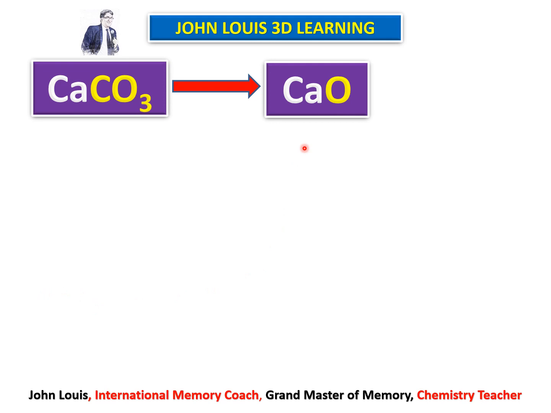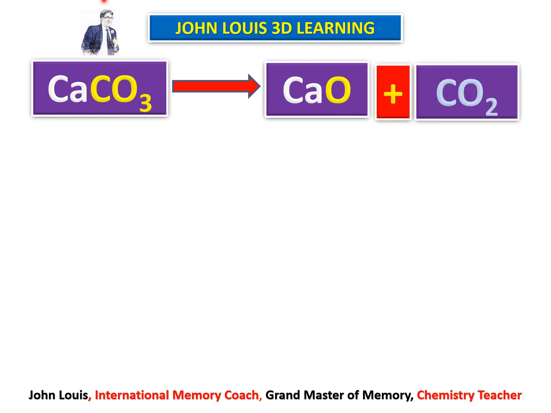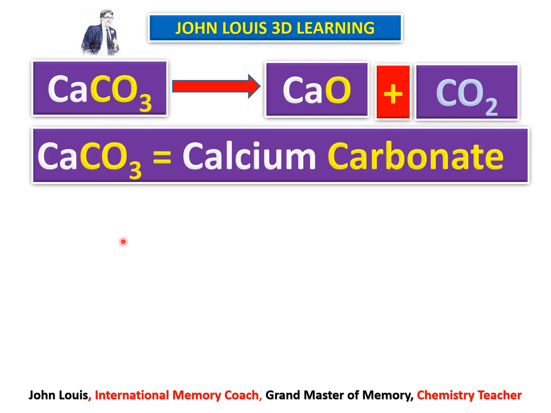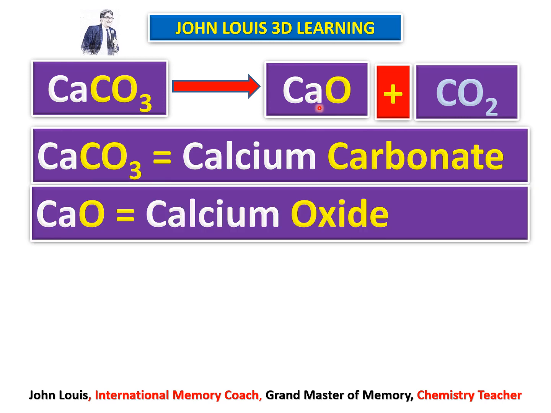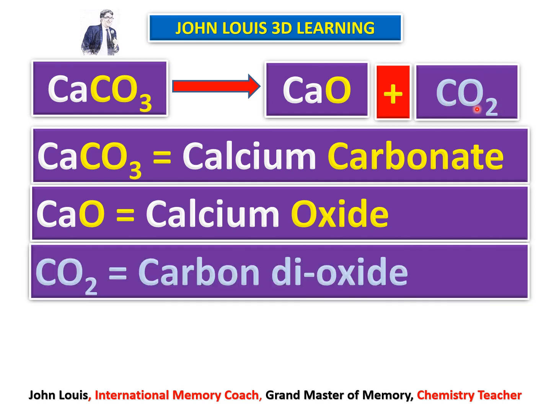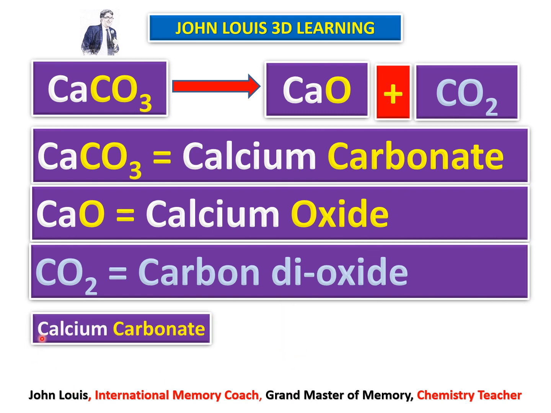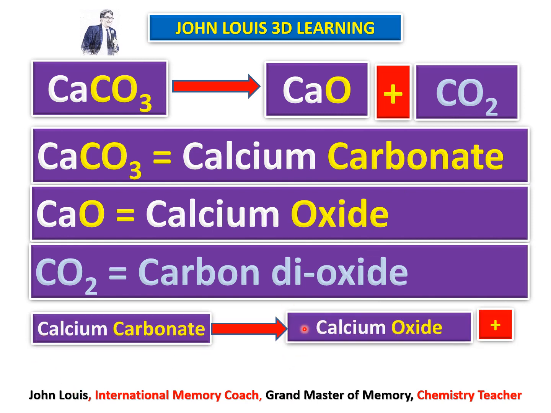CaCO3 gives CaO plus CO2. Now let us see here. What is CaCO3? Ca is calcium, CO3 is carbonate. Therefore, what is the name of this compound? Calcium carbonate. Then what is CaO? Ca is calcium, O is oxide. Therefore, CaO is calcium oxide. And what is CO2? That is carbon. 2 oxides are there. Therefore, carbon dioxide. That is a gas. Therefore, what will be the equation? Calcium carbonate gives calcium oxide plus carbon dioxide. Okay, let's move on to the next equation.